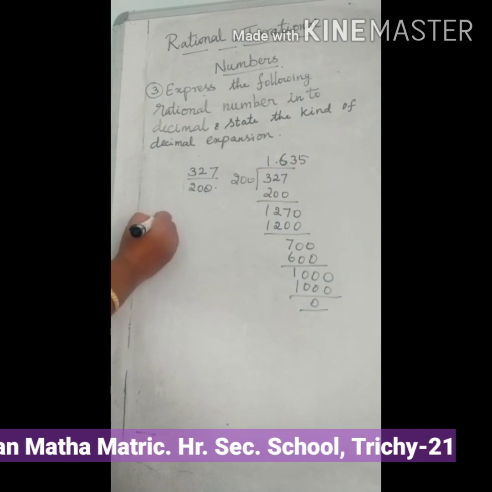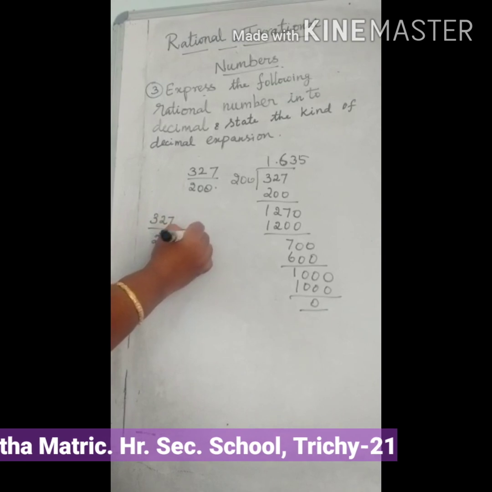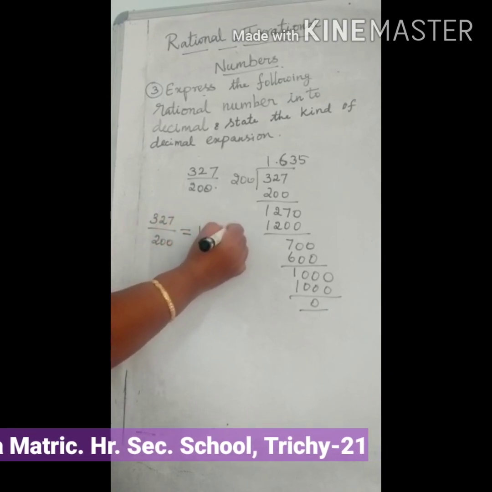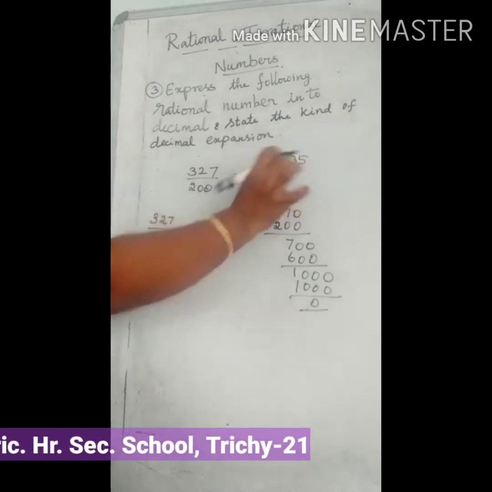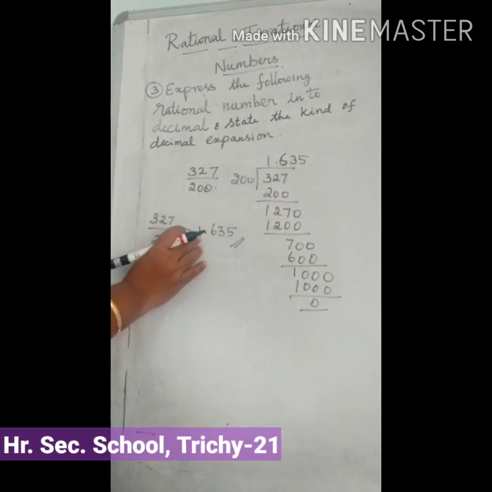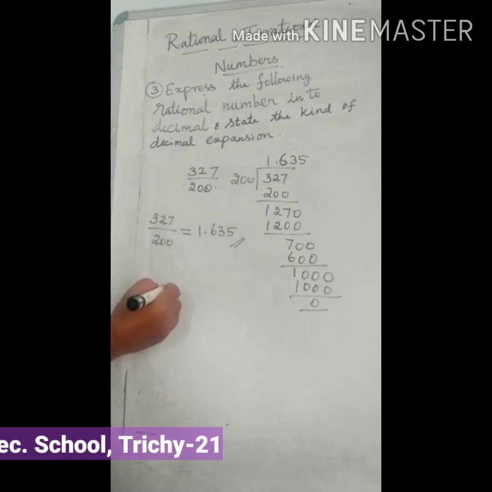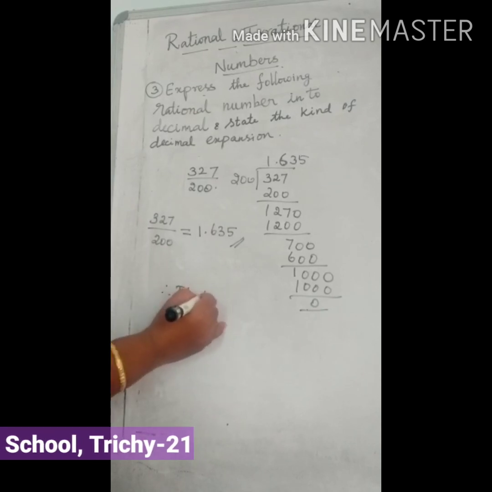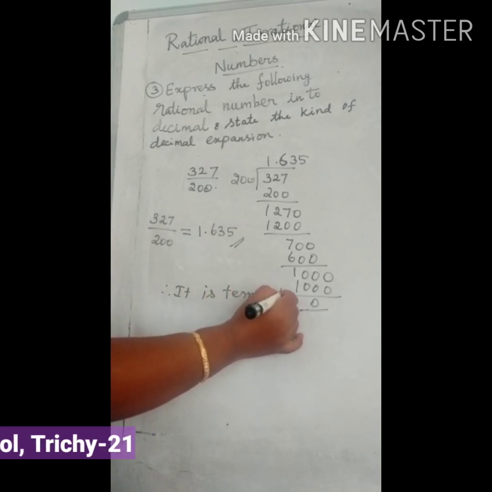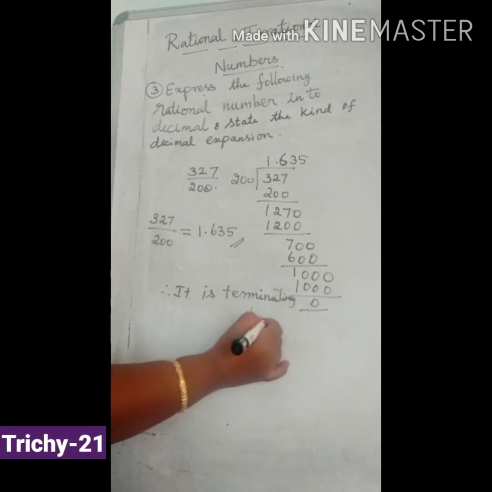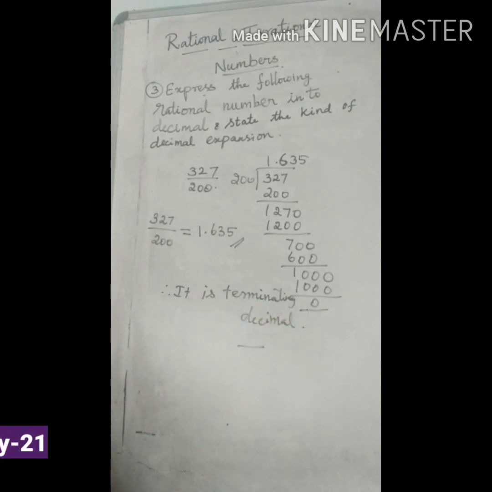So the answer for 327 divided by 200 is equal to 1.635. The remainder is 0, so up to 635 it finishes. So the quotient is 1.635. What type of expansion is this? Therefore it is a terminating decimal. Thank you students. Thank you for listening.